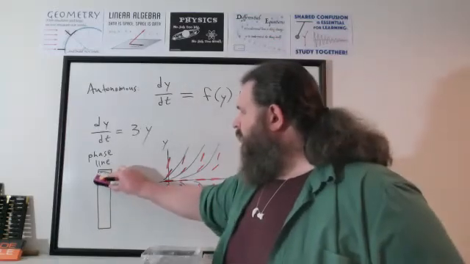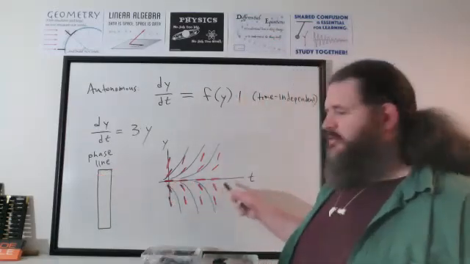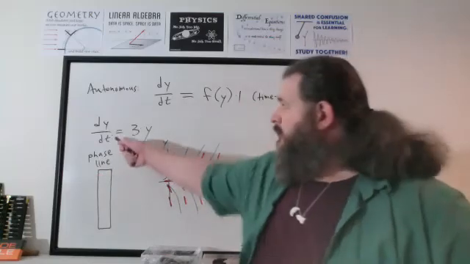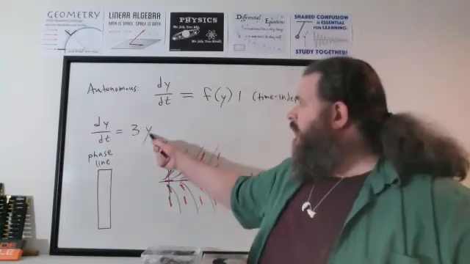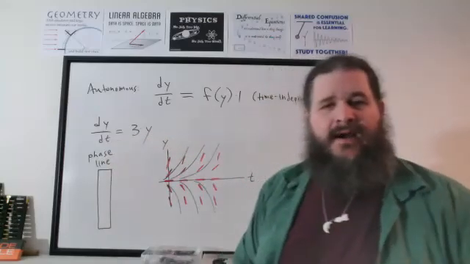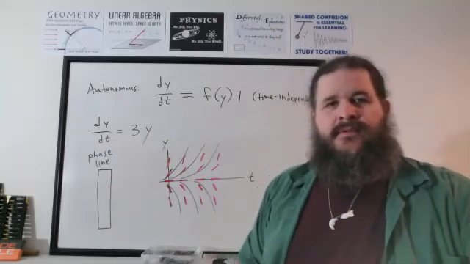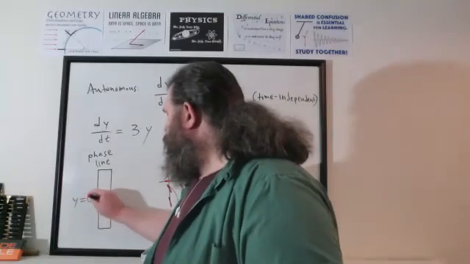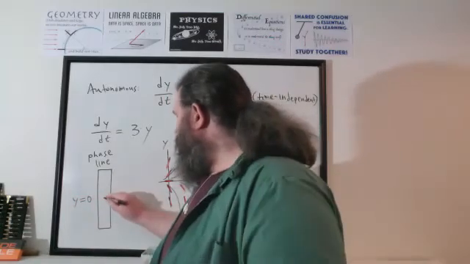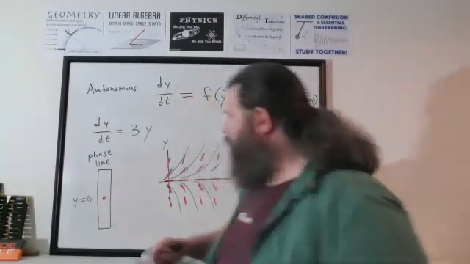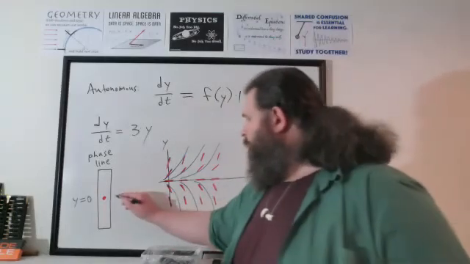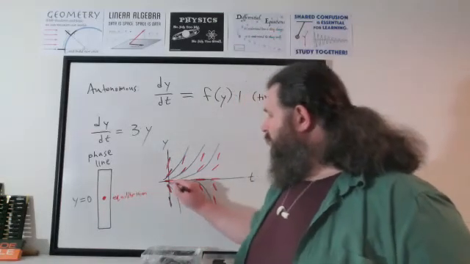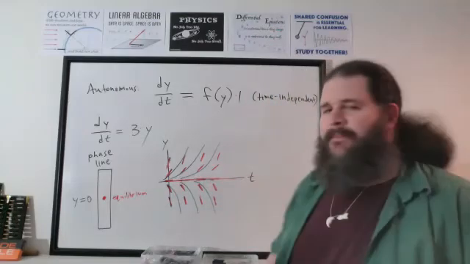And usually what we most care about is the equilibrium solutions. Specifically, any y value that leads to the derivative being 0. Are there any y values that lead to the derivative being 0 here? 0. Yeah, so if y is 0, then we get 0 slope. That's an equilibrium solution in the sense that if you start at 0, you'll just stay at 0 forever.